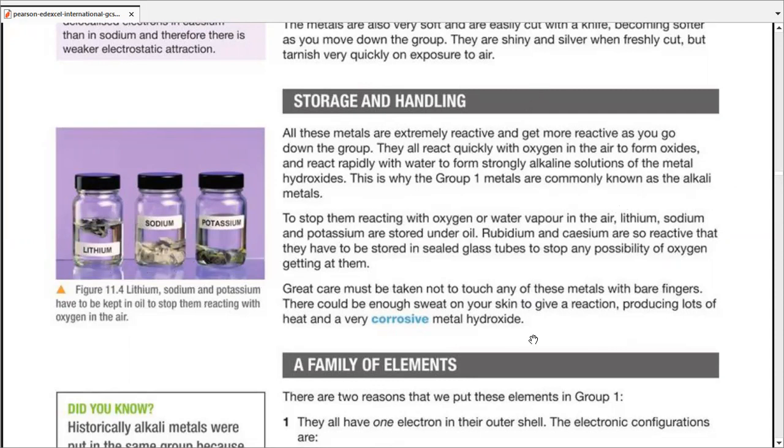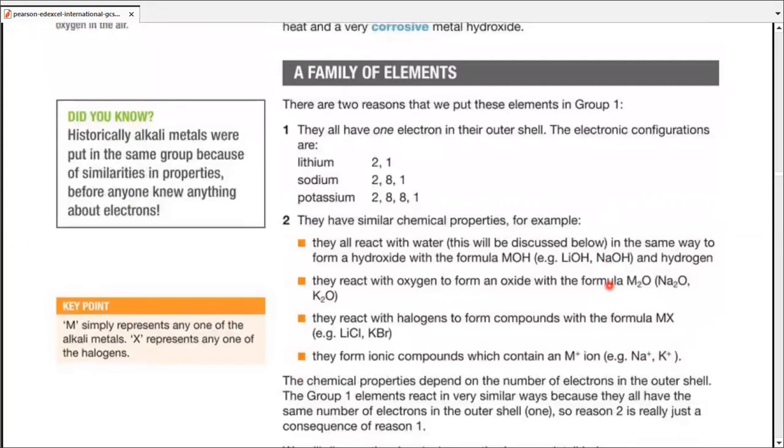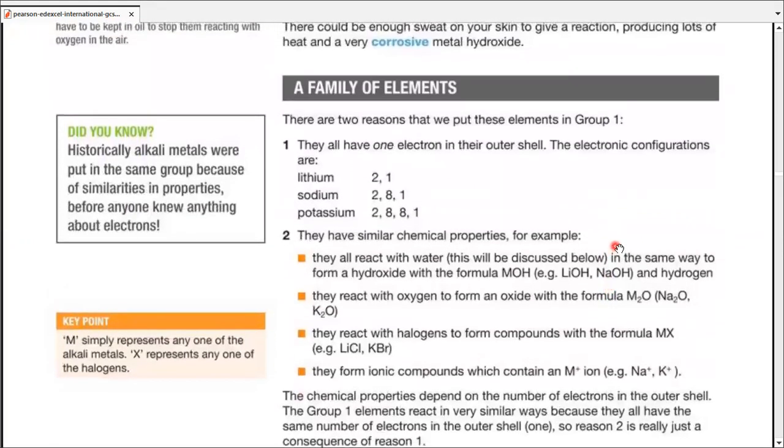Let's talk about the family as a whole. When we talk about groups as families, we use the word because the entire groups can show you the similarities. What kind of similarities? Let's talk about that. Historically, alkali metals were put in the same group because of the similarity in properties, before anyone knew anything about electrons. Now, there are two reasons we put these elements in group 1.